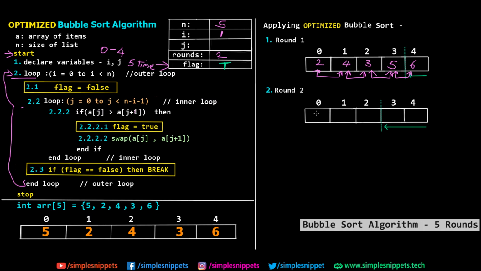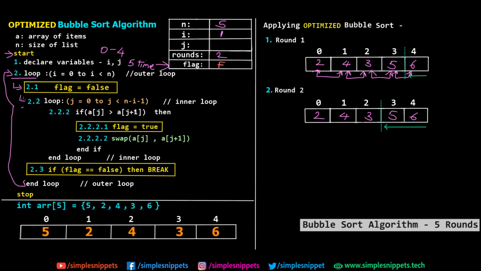So let me just write down these values: 2, 4, 3, 5, 6. Now we are again starting with the second round, round 2. I has become 1. Again we set the flag as false, right? So let's change the flag T to F.